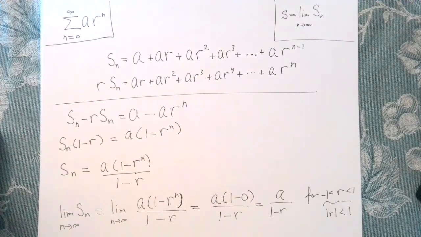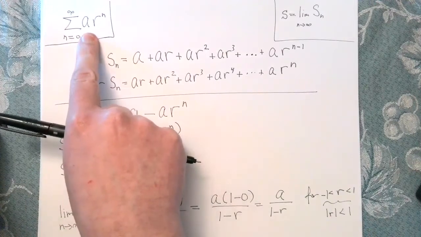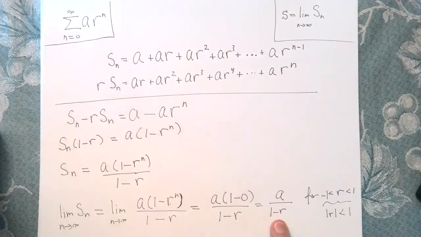So what does this tell us? This gives us the sum of the series. So this is equal to this, but only for these choices of r. So I need to be very, very careful.